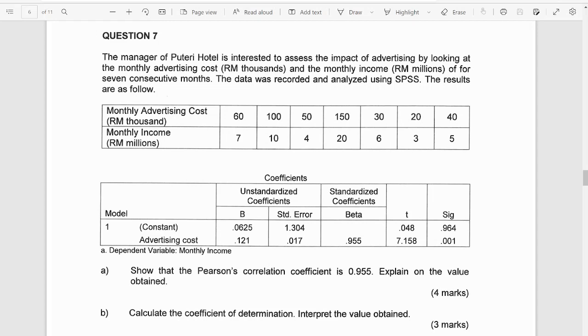So you have the monthly advertising cost in RM1000 and monthly income in RM millions. You have the set of data, and then they give you the coefficient result from the SPSS. The information is already all in there, so you just need to know how to read this information and use it to answer your questions. Okay, the questions.